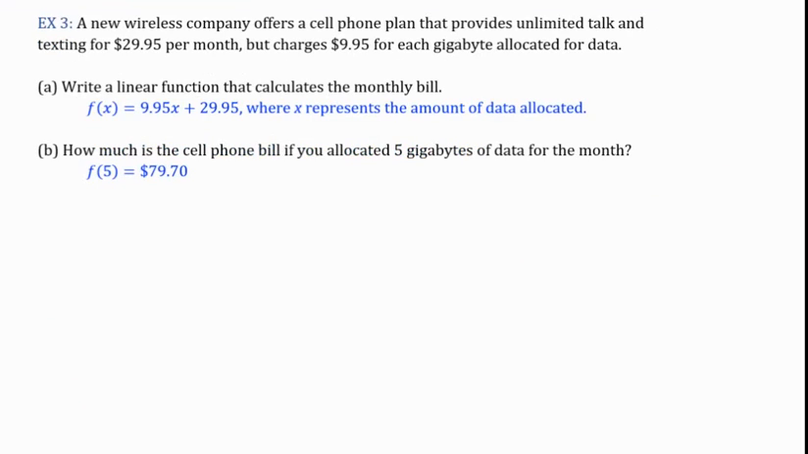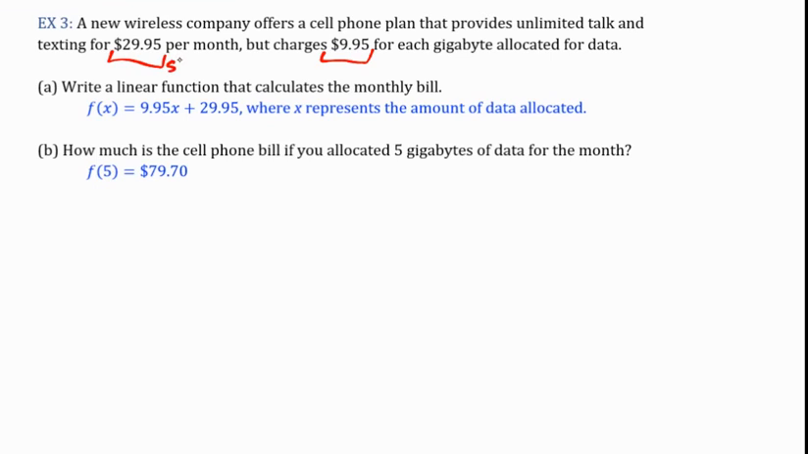Example 3, a new wireless company offers a cell phone plan that provides unlimited talk and texting for $29.95 per month, but it charges $9.95 for each gigabyte of allocated data. Part A says write a linear function that calculates the monthly bill. Well, every month you're going to start with a $29.95 per month fee, and then every month the amount of data you use will differ, but that will be multiplied by $9.95.